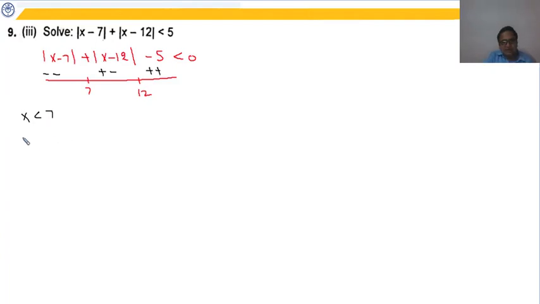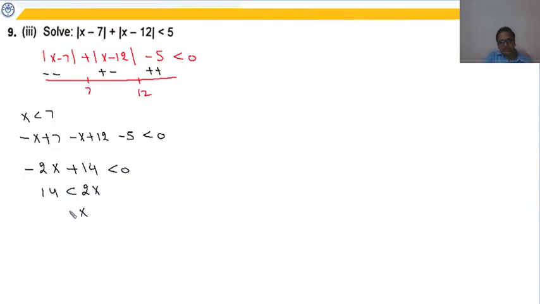So this becomes −x + 7 − x + 12 − 5 < 0. Minus x minus x becomes −2x, plus 7 minus 5 is 2, 2 plus 12 is 14. So we simply get −2x + 14 < 0, or we can say 2x is greater than 14, or x is greater than 7.